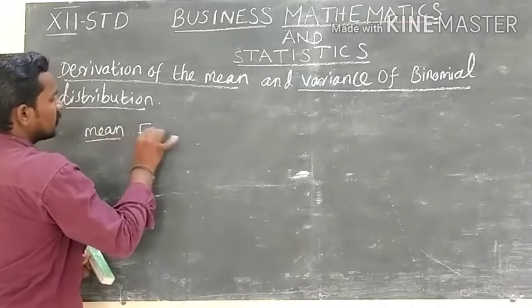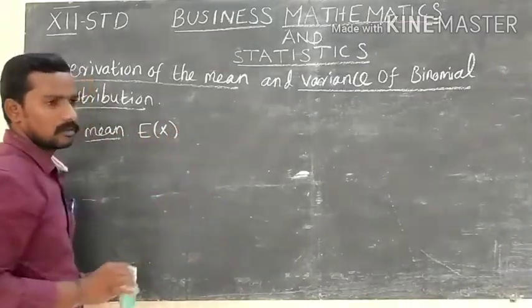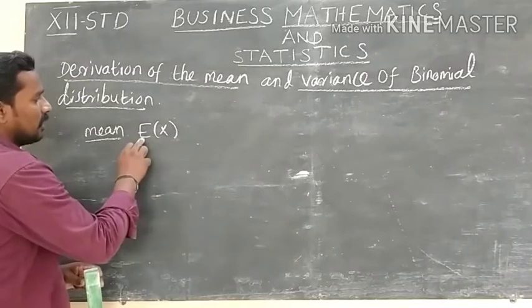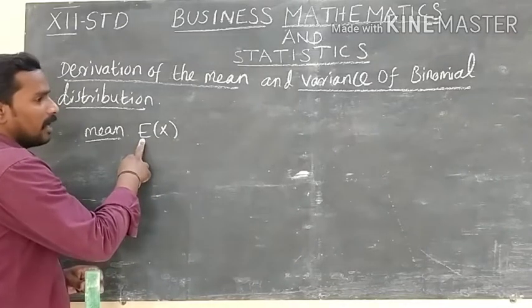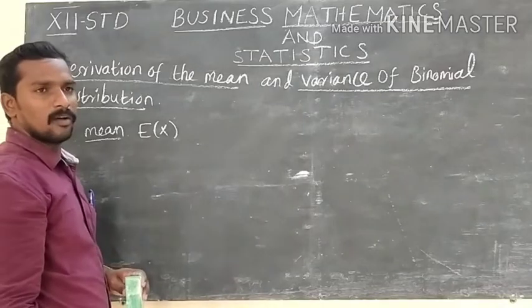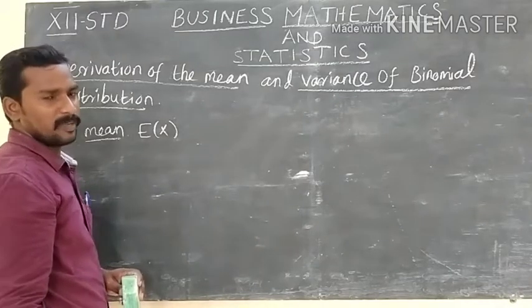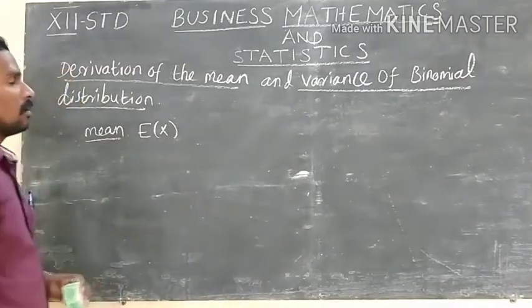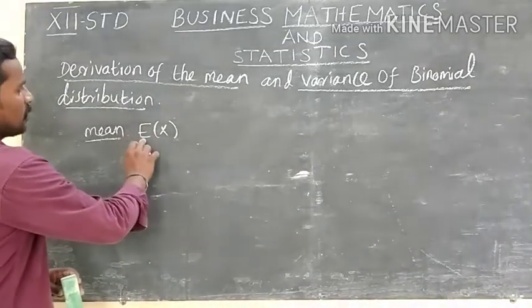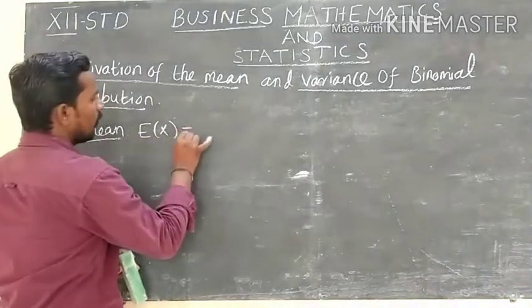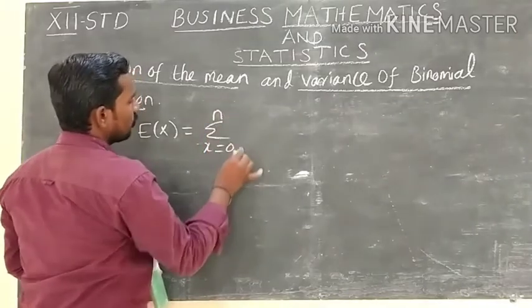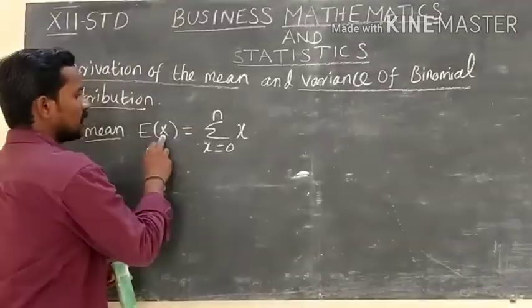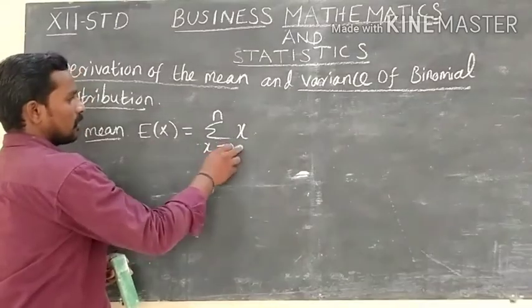This notation is expectation of x. The E can be read as expectation. Already I told you, expectation is based on past experience, the probability distribution. So expectation of x is equal to summation x from 0 to n of x. This is the expectation of x formula.